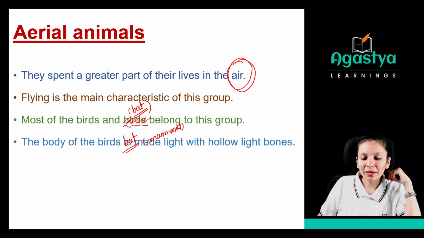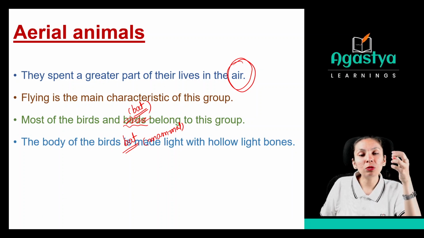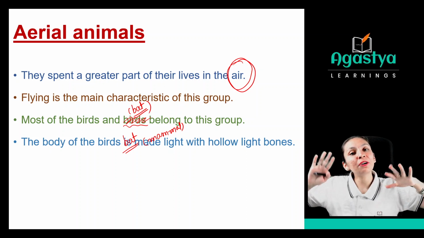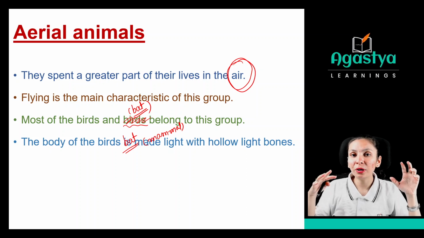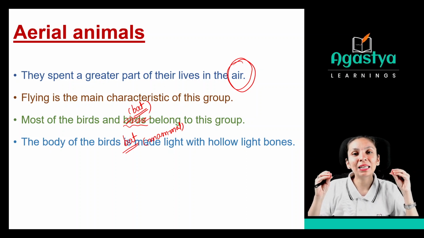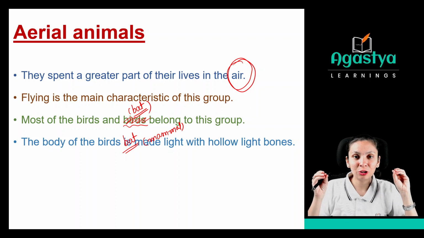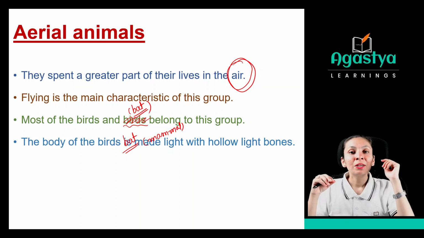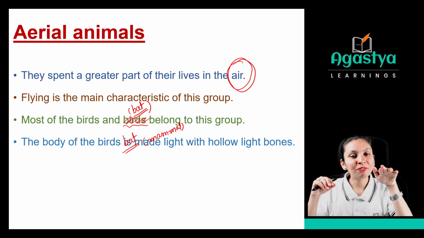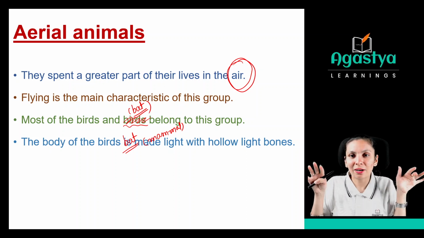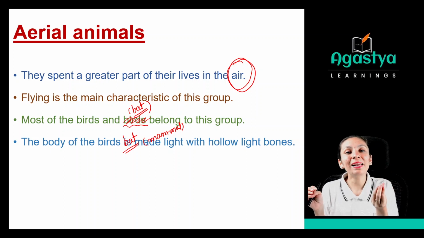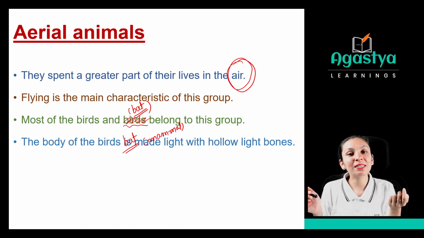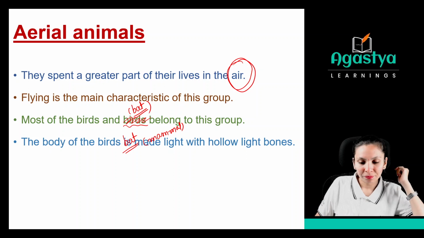The body of the bird is made light with hollow, light bones. As you know, the bone structure is light, right? Because they have to fly in the air. Whenever you are going on a flight, they will allow you some amount of weight to carry with you, right? It will be proper so that you can fly very well. We are not having wings, so we cannot fly. But whenever something is flying, it should be light in weight. And for that purpose, they are having hollow bones too.